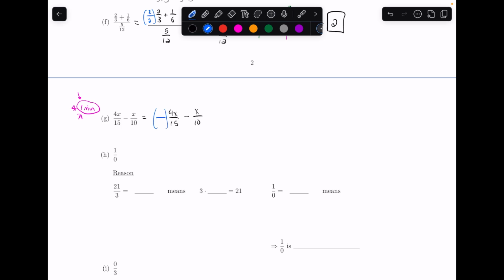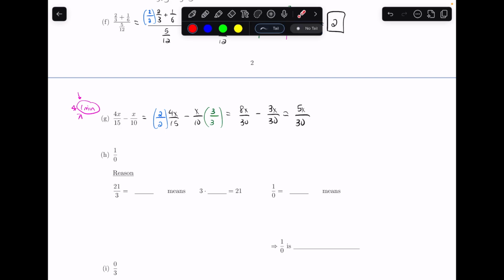Let's talk about it. So to get that common denominator, multiply the first fraction by a 2 on the top and bottom, because it'll give me a 30 down here. And then the second fraction, I'd multiply by a 3 to get a 30 on the bottom. So then I get 8x over 30 minus 3x over 30. And subtracting, well, I get 5x over 30.